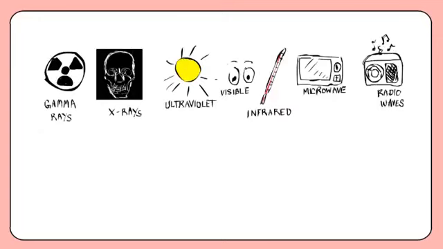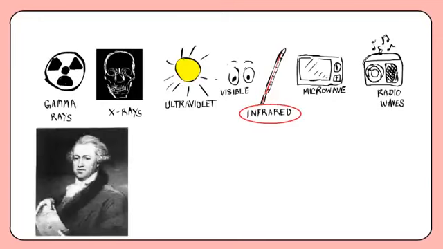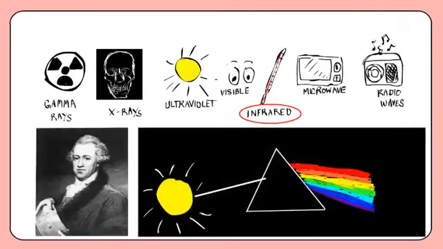Infrared radiation is part of the electromagnetic spectrum. It was discovered by William Herschel, who found that when he separated light from the sun into its different colours, beyond the red colour, invisible to the eye, there was some other radiation that caused the temperature to rise.